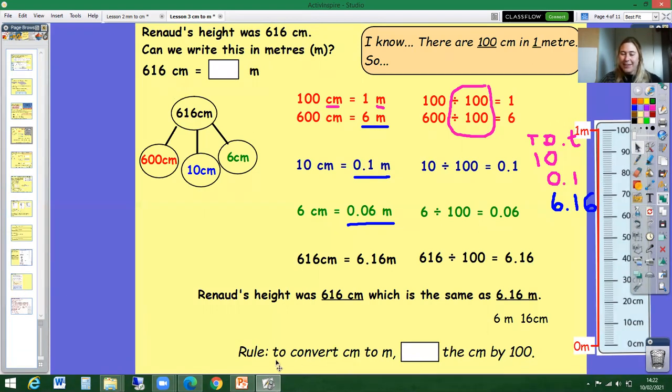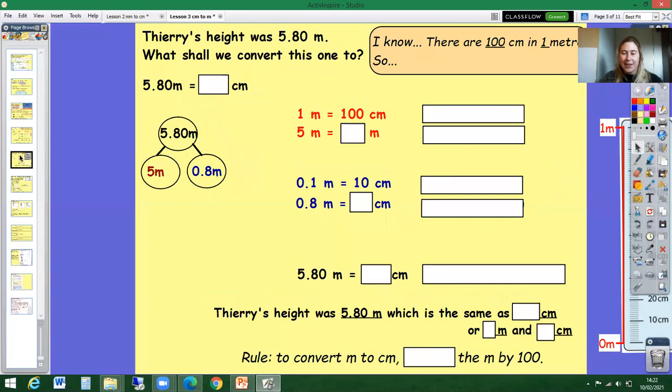Okay, now read it with me. To convert centimetres to metres, divide the centimetres by 100. Okay, let's look at the next one. So this is Theory's height, and his is 5.80 metres. So now we're going to look at converting another way. So what should we convert this one to?